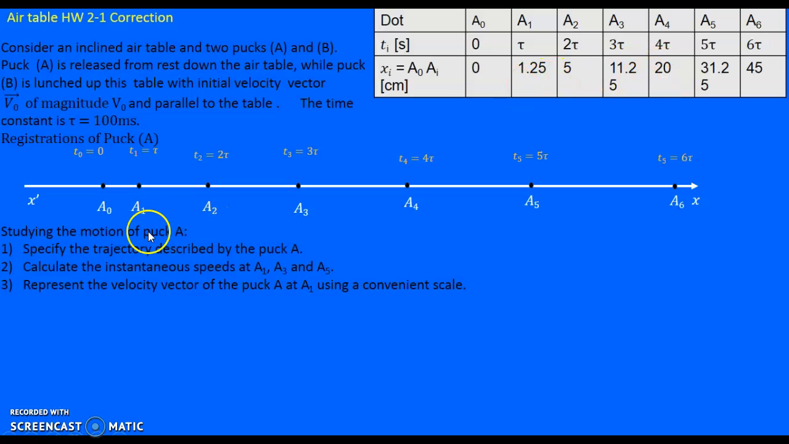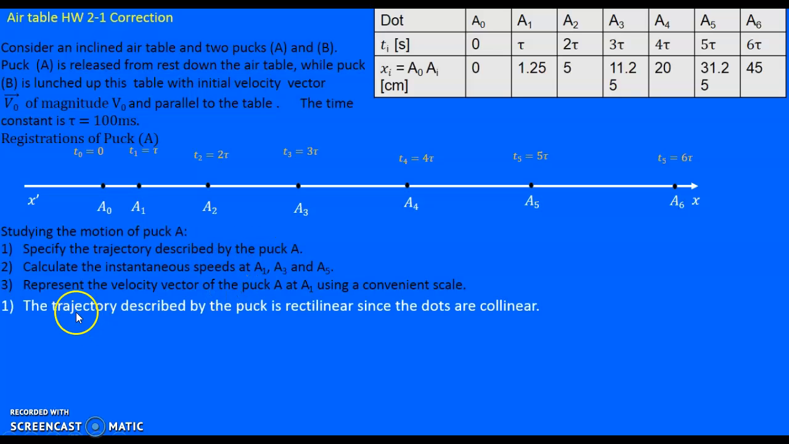So now studying the motion of puck A, specify the trajectory described by the puck A. Specify means you have to justify your answer. So the trajectory described by the puck is rectilinear since the dots are collinear. So upon joining A0, A1, A2 till A6, we obtain a straight line. So that's why it's a rectilinear pathway or rectilinear trajectory.